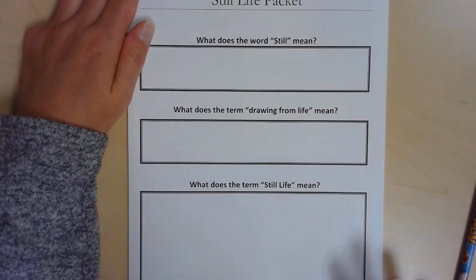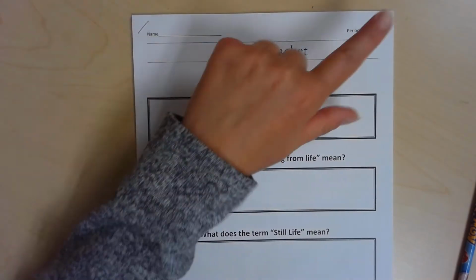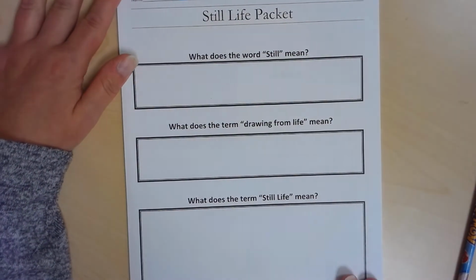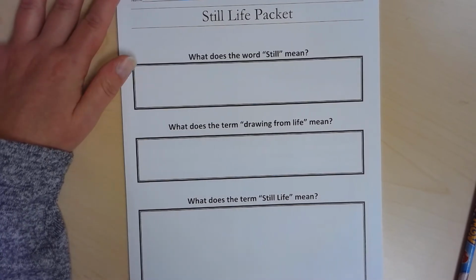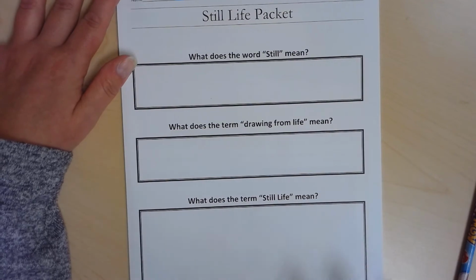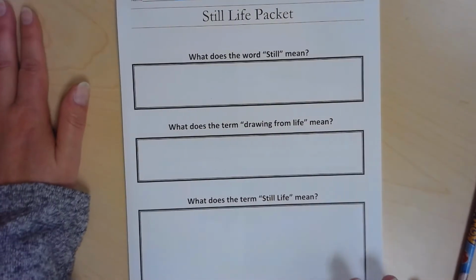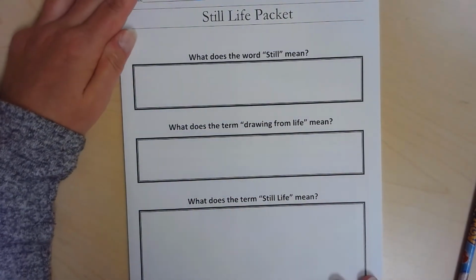So on this packet, please put your name at the top and what period number you are. This packet's going to go back and forth from home to school unless you are 100% virtual. And so it's very important that you don't lose it, because if you do lose it, then you're going to have to start it all over again, and that's going to stink.